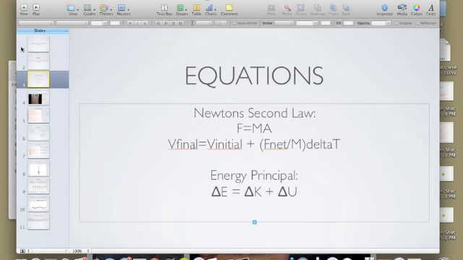Here are the few equations that we'll use mostly. First, we have Newton's second law, which is force equals mass times acceleration. Another version: V final equals V initial plus F net over m times delta t. Likewise, we also have our energy principle, which is the main concept of this lab: delta E equals delta K, which is kinetic energy, plus delta U, which is potential energy.